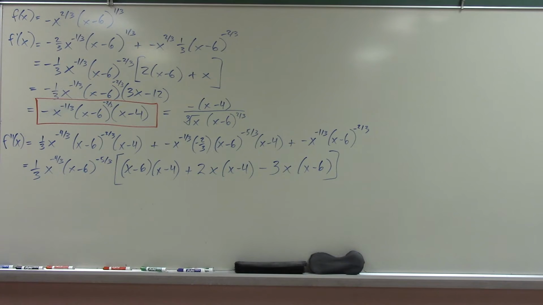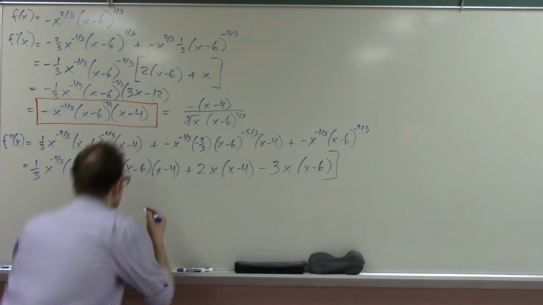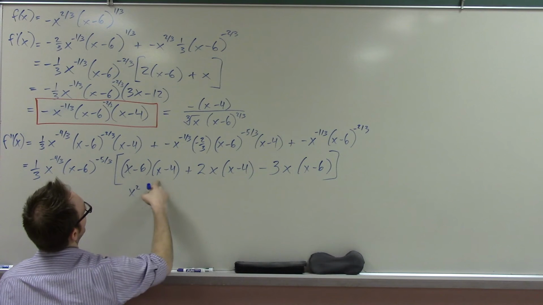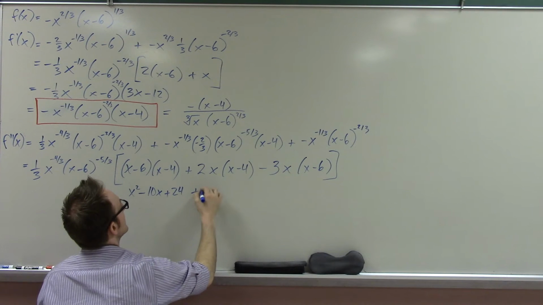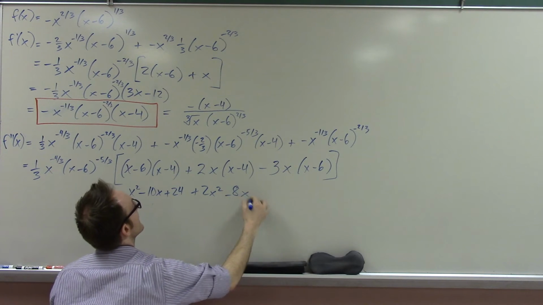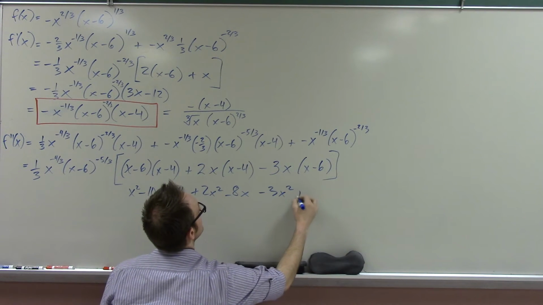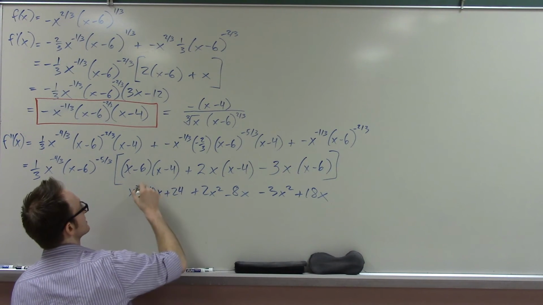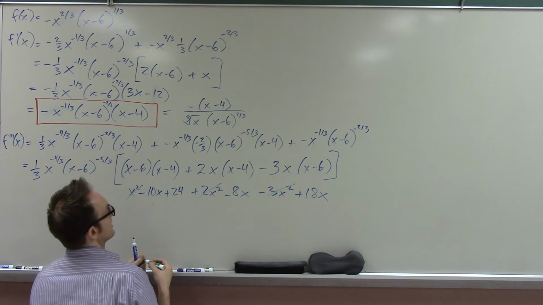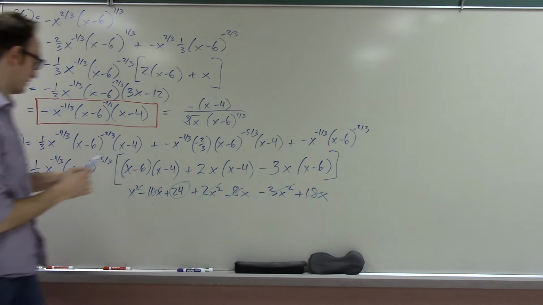in basically one difficult line of algebra, I've converted this all into a nice little polynomial over here. So let's simplify this. This is x squared minus 10x plus 24, plus 2x squared minus 8x, minus 3x squared plus 18x. My memory is that this turns out very beautiful. That canceled, that canceled, that canceled, that canceled. Yes. So you're left with just a 24.